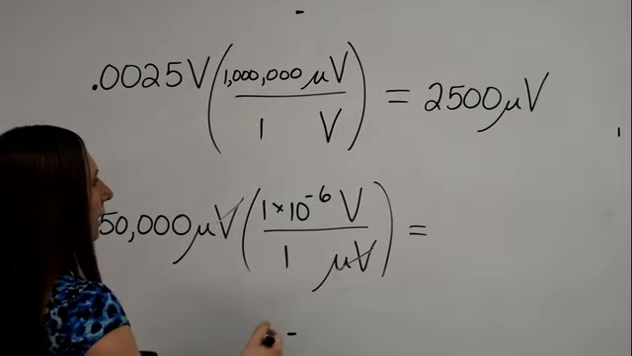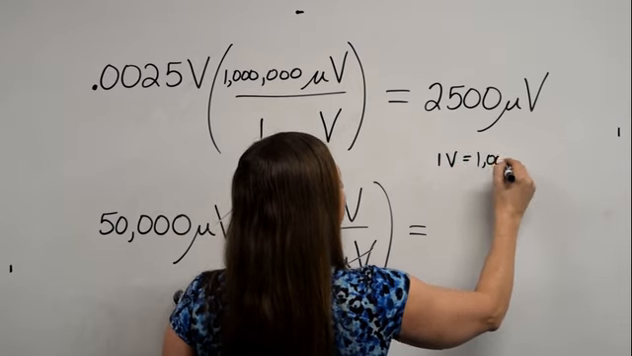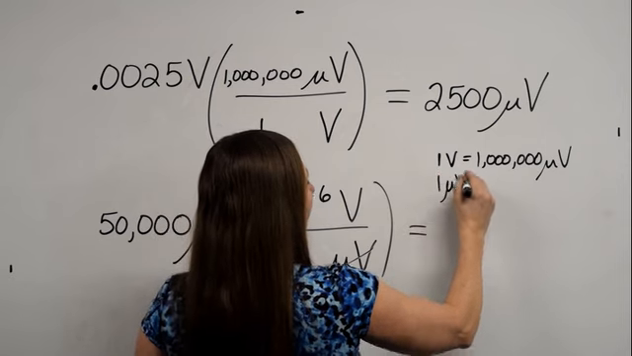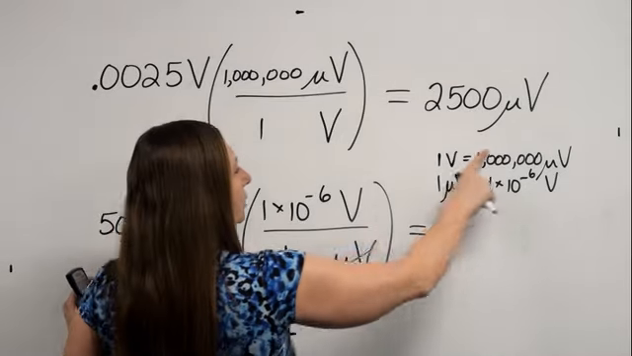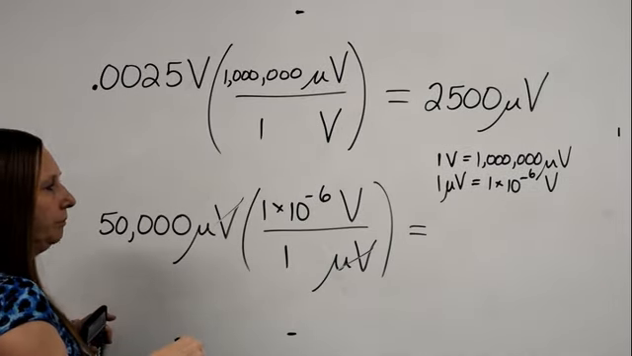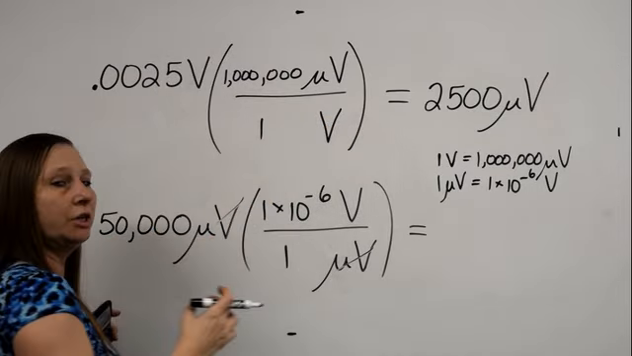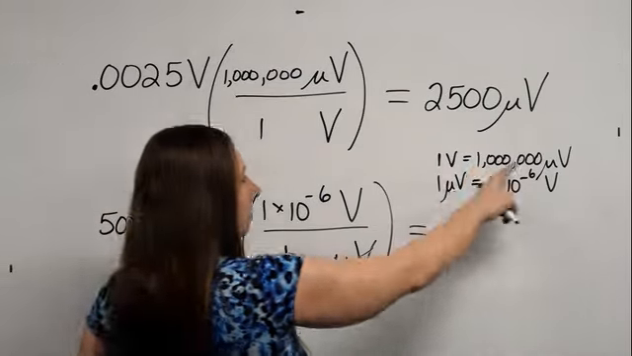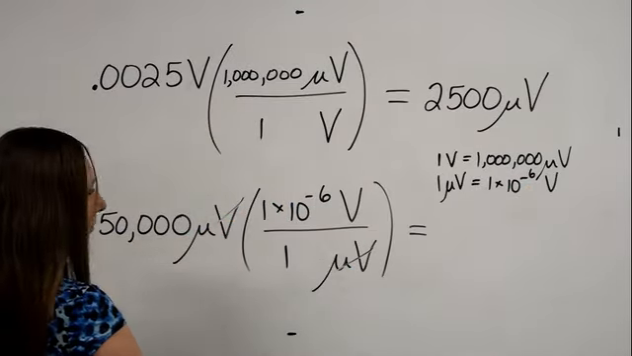Because remember, again, 1 volt is equal to 1 million microvolts. And 1 microvolt is equal to 1 times 10 to the negative 6 volts. So you can take this equality, you can put it here or here. It doesn't matter. You just got to put the right one on top and the right one on bottom. That's why I always say, if I have volts, I want to get rid of volts. I put the units in first in the correct places. Then I put the correct numbers with the correct units based upon my equality. So either one of these you can use in here, as long as you put the numbers in the right places.